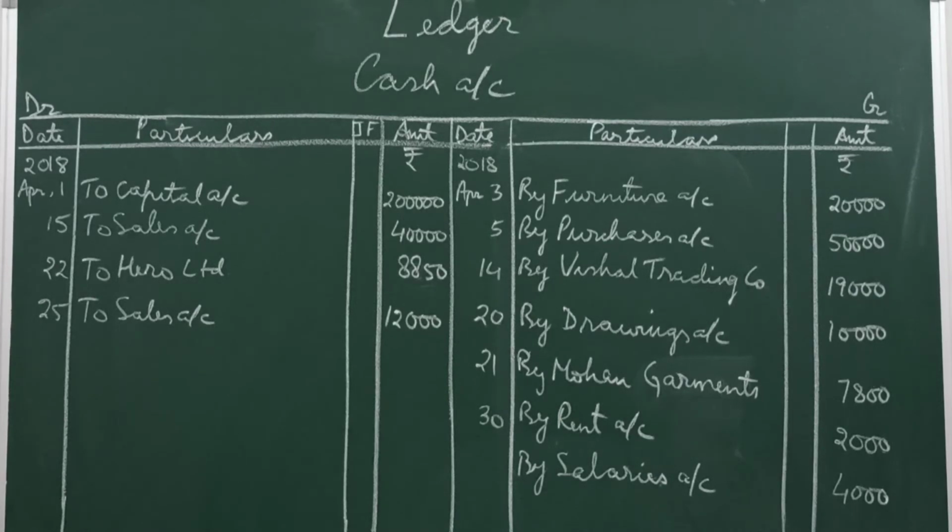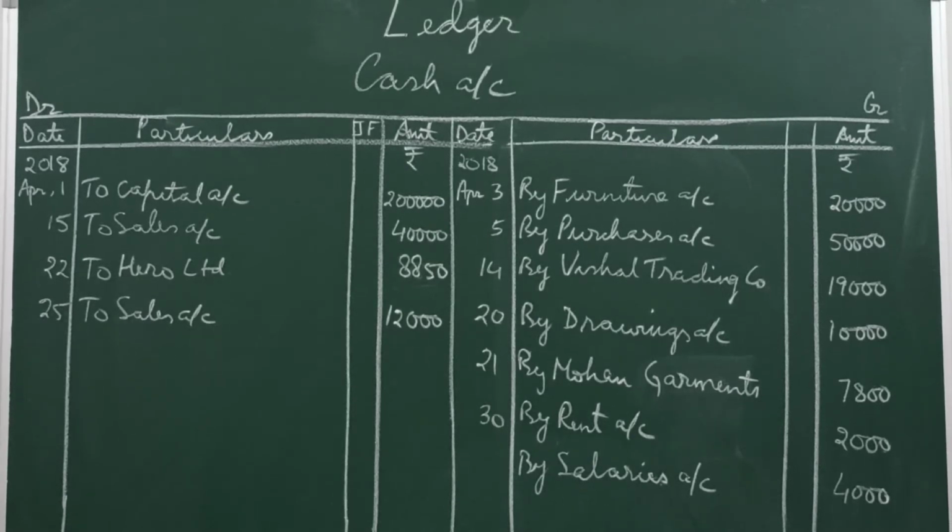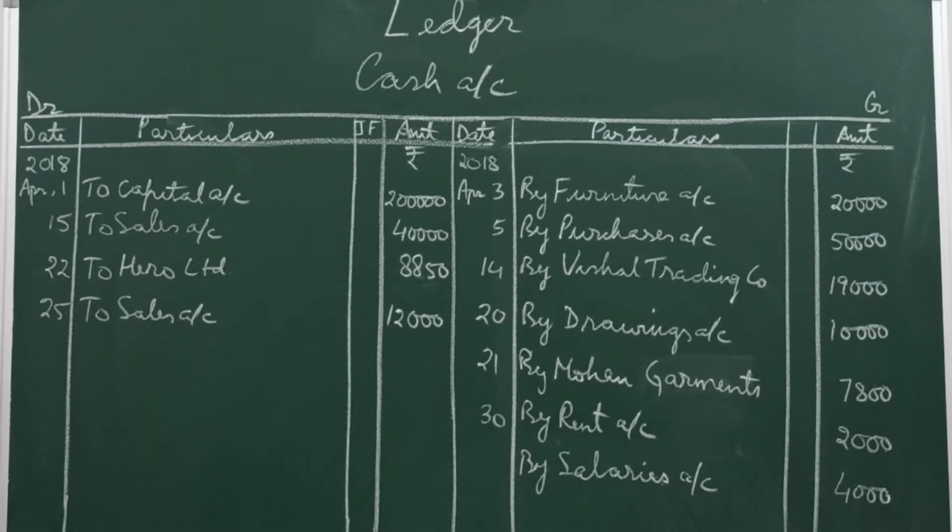Now if you see on 1st April you have cash account debit to capital account. Now posting, when we record from the journal to the ledger we say posting. On the debit side we write "To", on the credit side we write "By". In your journal, cash account is being debited. Debit what comes in. So whatever money comes in the form of cash will be on the debit side. Whatever money goes or payment is made, it will be on the credit side.